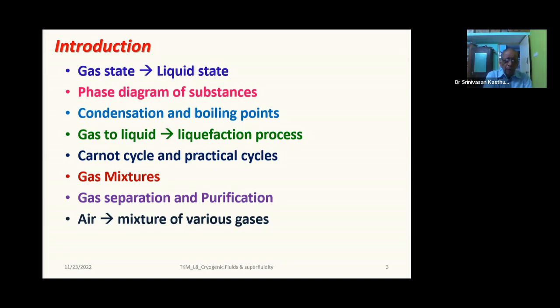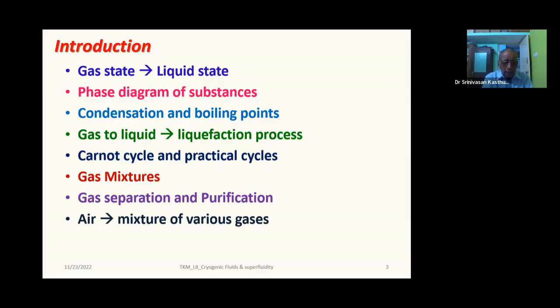We also saw the condensation temperature and boiling points of the cryogenic fluids. Gas to liquid is the liquefaction process. And how do we liquefy? We have discussed various processes at length. We use the Carnot cycle, which is the most efficient cycle of operations. But there are practical cycles because we cannot always use the Carnot cycle in view of its very high pressure. So we have to use practical cycles. This also we have seen.